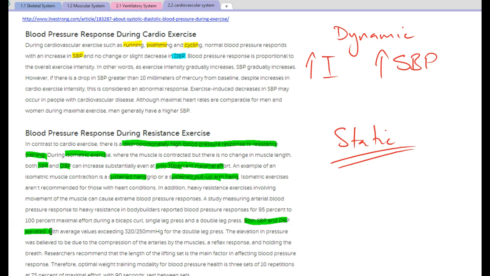So this is from a previous study where the pressure was getting up to 320 over 250 for a double leg press. Now, again, although a double leg press or bicep curl is not an isometric contraction as such, we do tend to hold our breath or perform a Valsalva manoeuvre while we're completing that exercise.